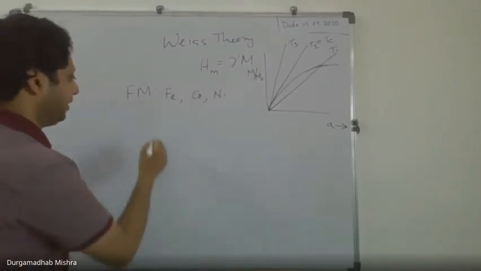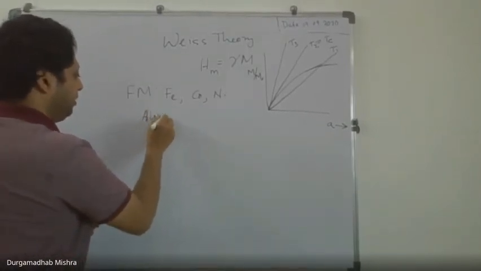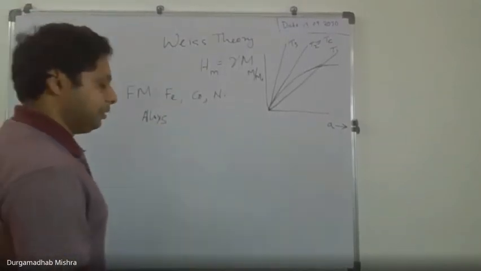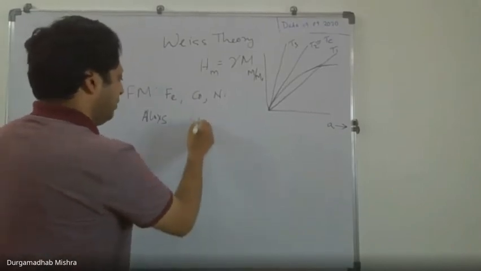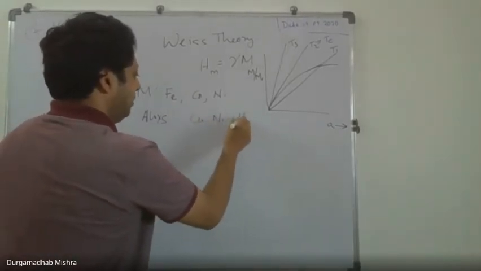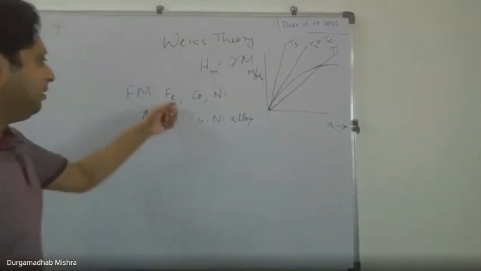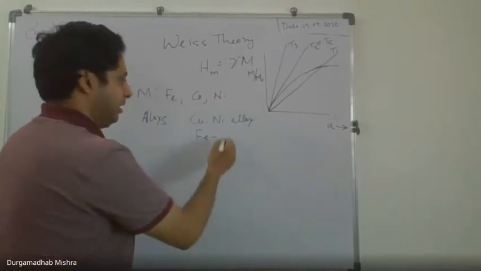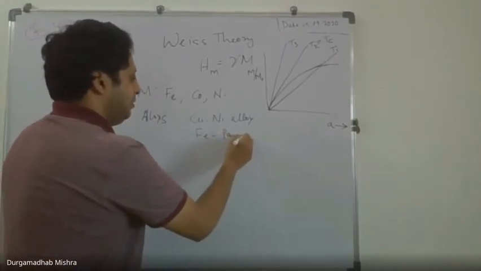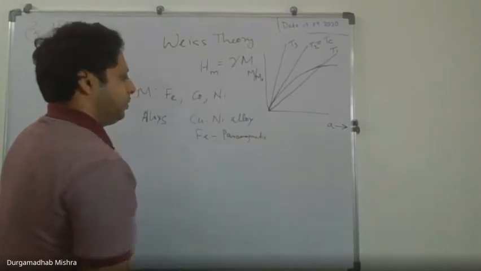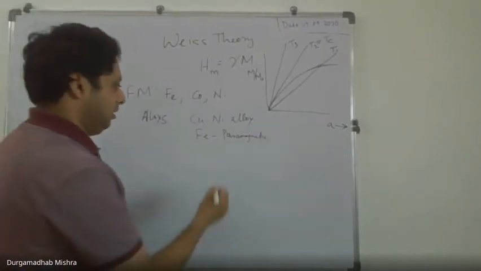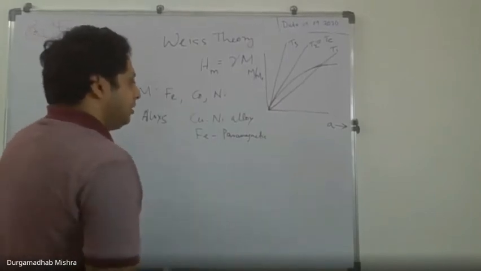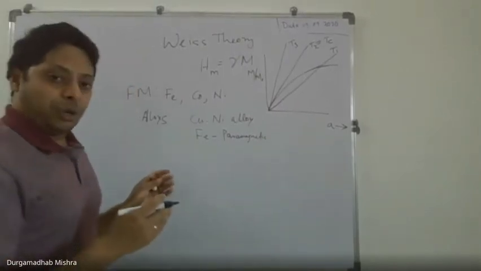So you can take alloys, like we took the example of a copper nickel alloy in the previous class. You can similarly take iron with any other paramagnetic material, and you also get a ferromagnetic alloy. So in that case, it is always in alloys.